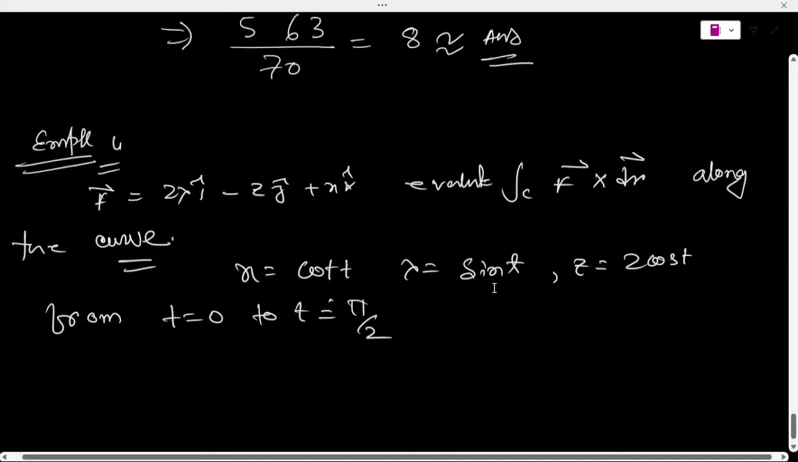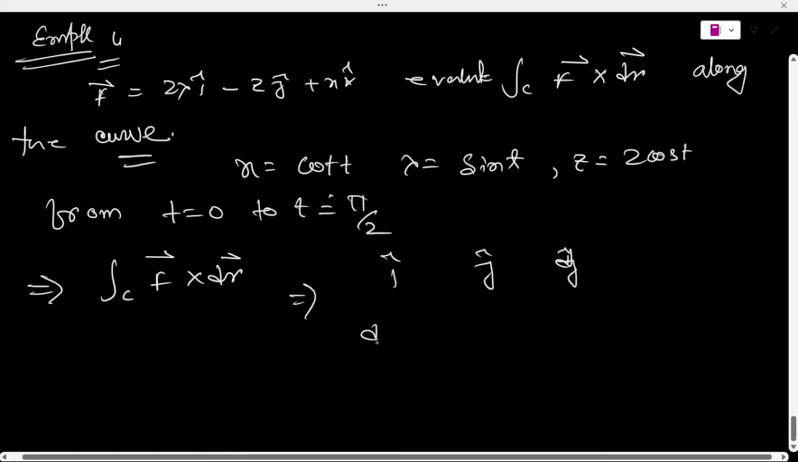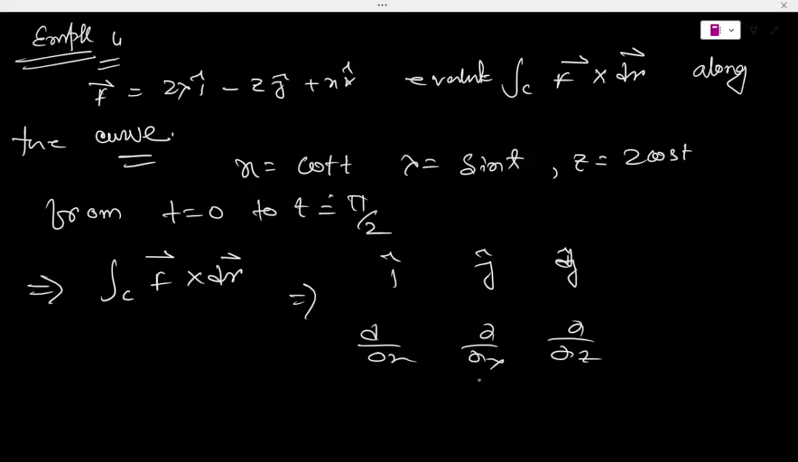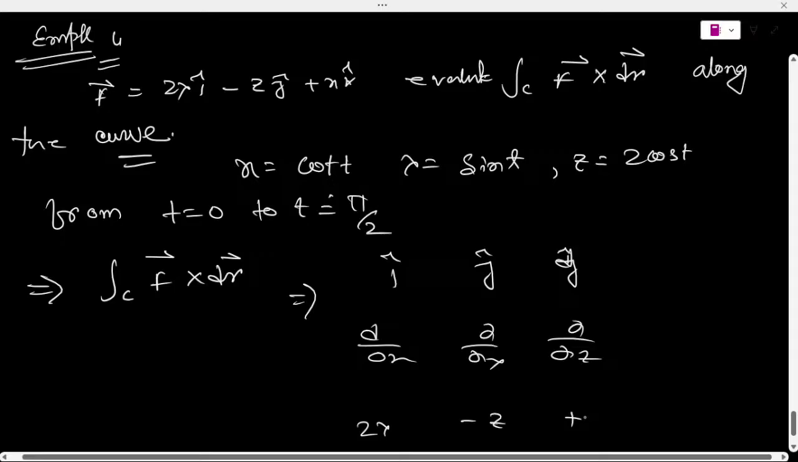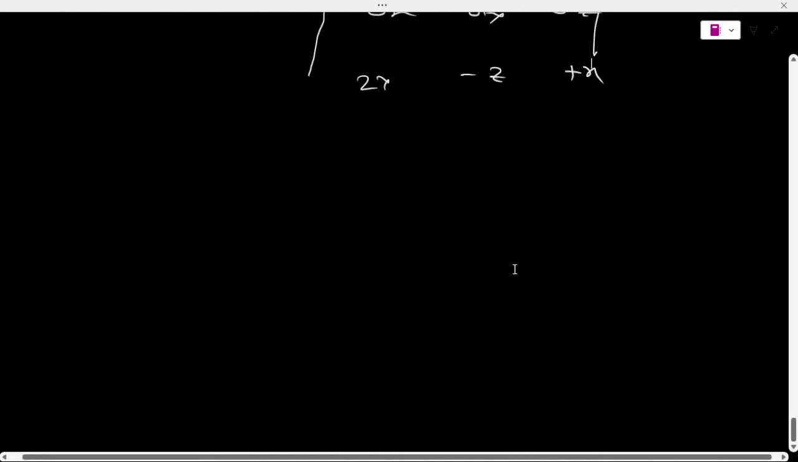So this is the thing. Here, given that, I have to evaluate the integral over the closed curve C of F dot dr. F dr basically represents the determinant with i, j, and k, del/del x, del/del y, del/del z. And it is also represented as 2y, minus z, x. So these two things are representing.